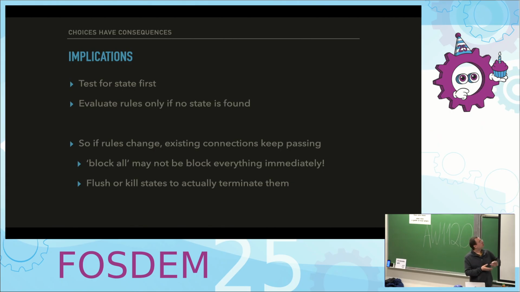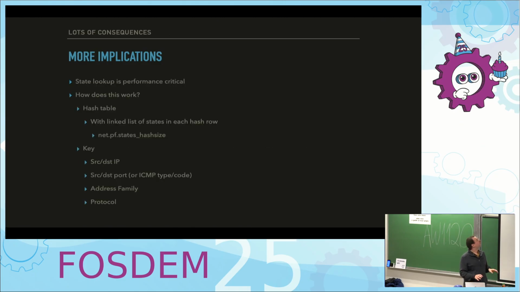As I said, block all might not actually block everything. What it also implies is that this state lookup is quite important because we do this for every packet. How does this work? We keep a hash table of states.